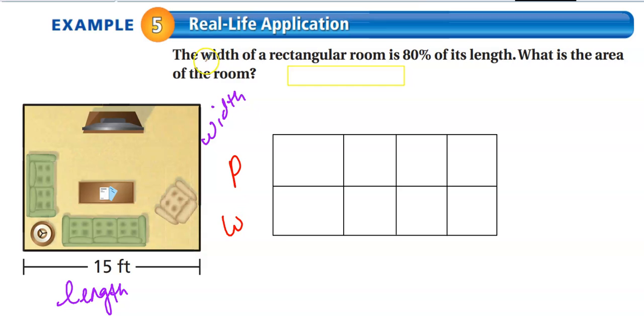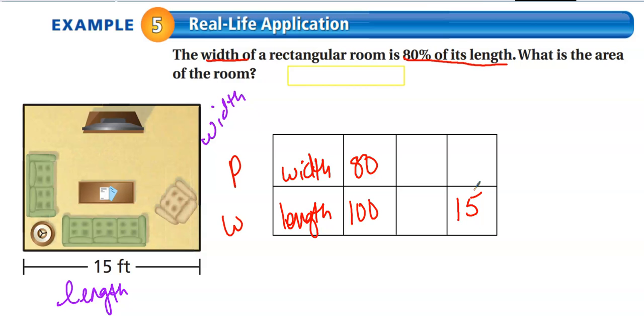Because it says the width is 80% of its length, that tells me that I want the top to be the width and the bottom to be the length. So when I set up the 80 over 100, it's going to make sense. If I try to do it the other way around, the length versus the width, it doesn't make sense with this sentence. The way I have it set up now, this is the length. They gave me the length, so I'm going to fill that in red. This is the length of 15.